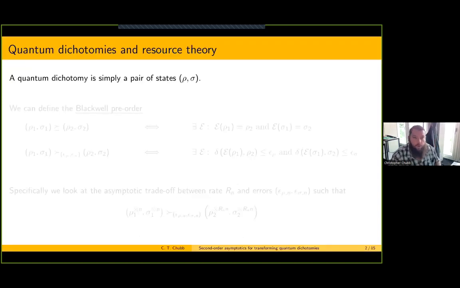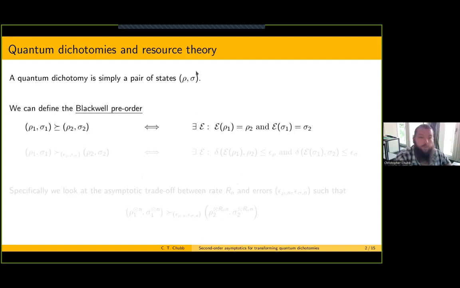So what is a quantum dichotomy to start with? A quantum dichotomy is just a pair of states, right? Nothing more complicated than that. So far so boring.